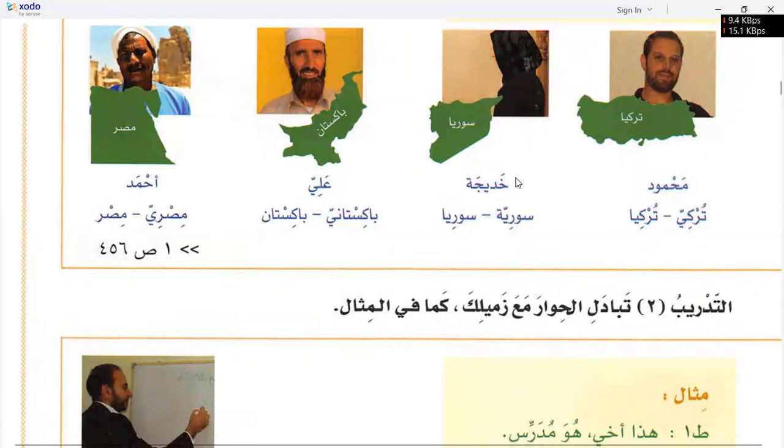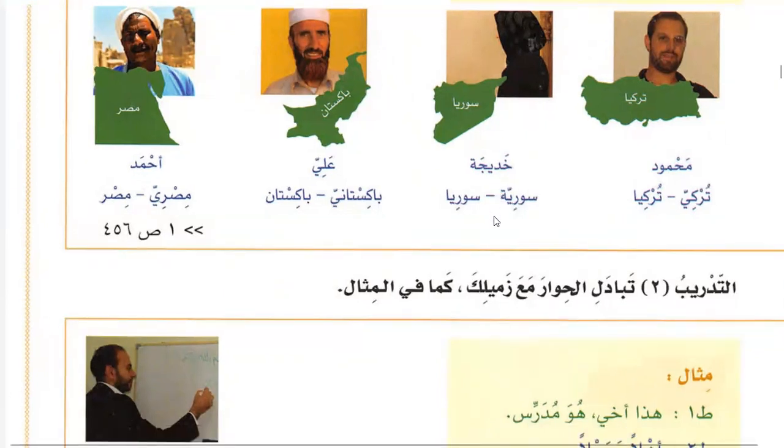اسمي خديجة. أنا سورية. أنا من سوريا. أهلا وسهلا. اسمي علي. أنا باكستاني. أنا من باكستان. أهلا وسهلا. اسمي أحمد. أنا مصري. أنا من مصر. أهلا وسهلا. Now make a sentence for yourself using your country, your nationality, your name.